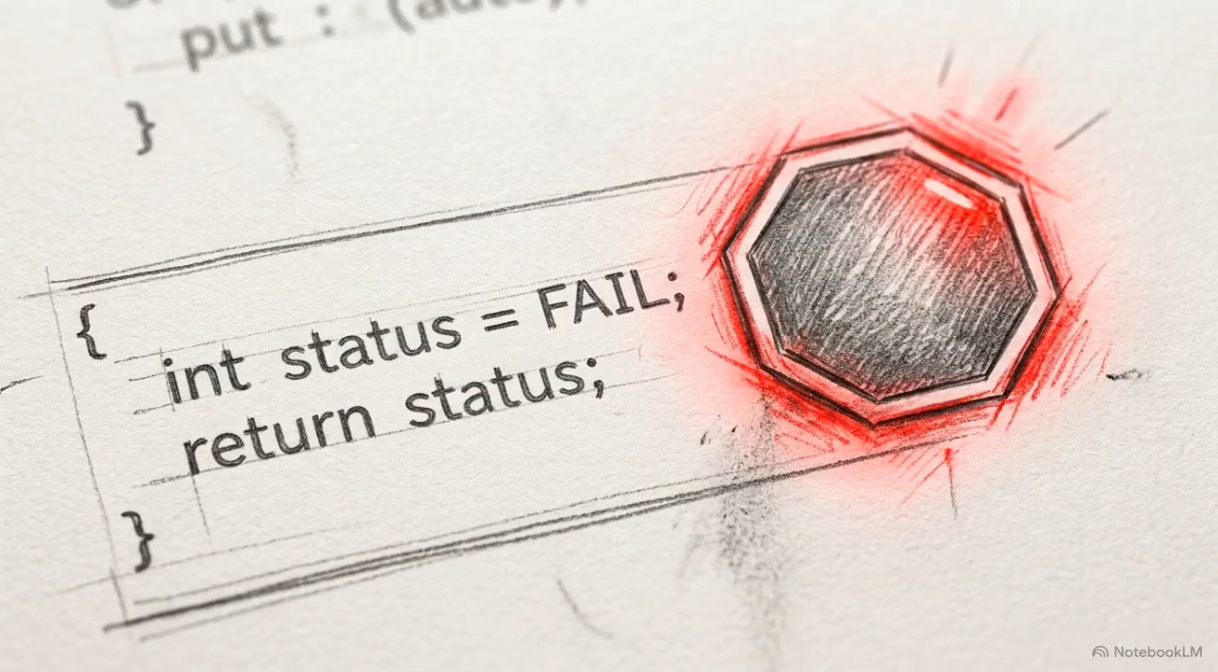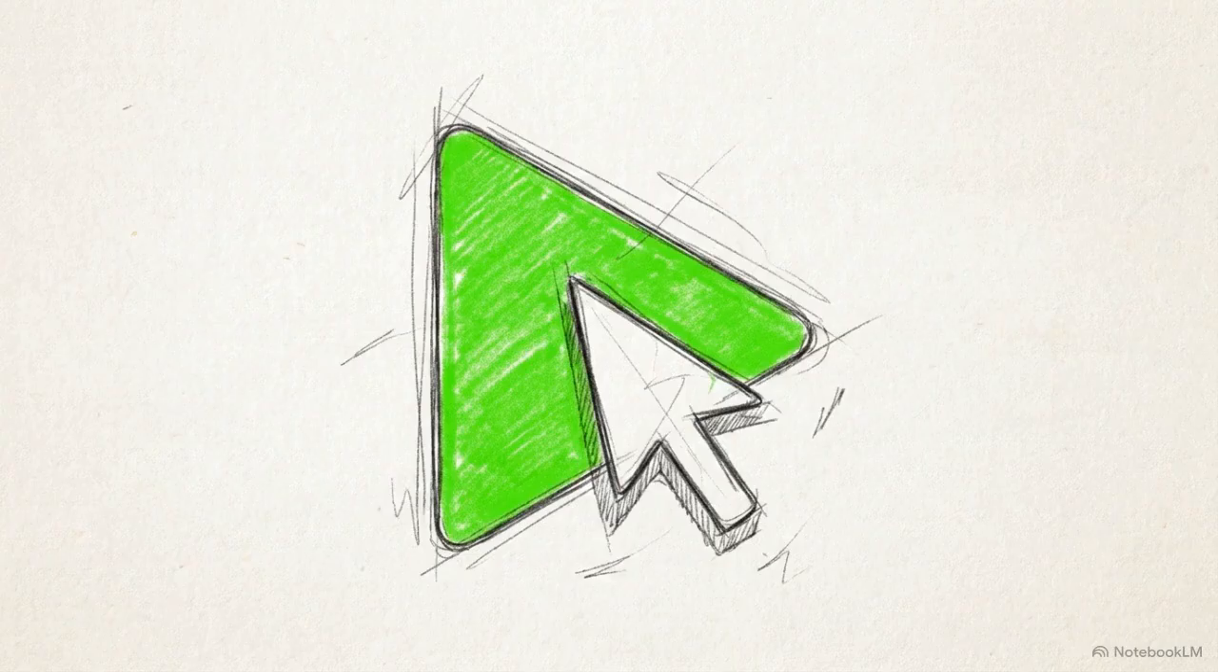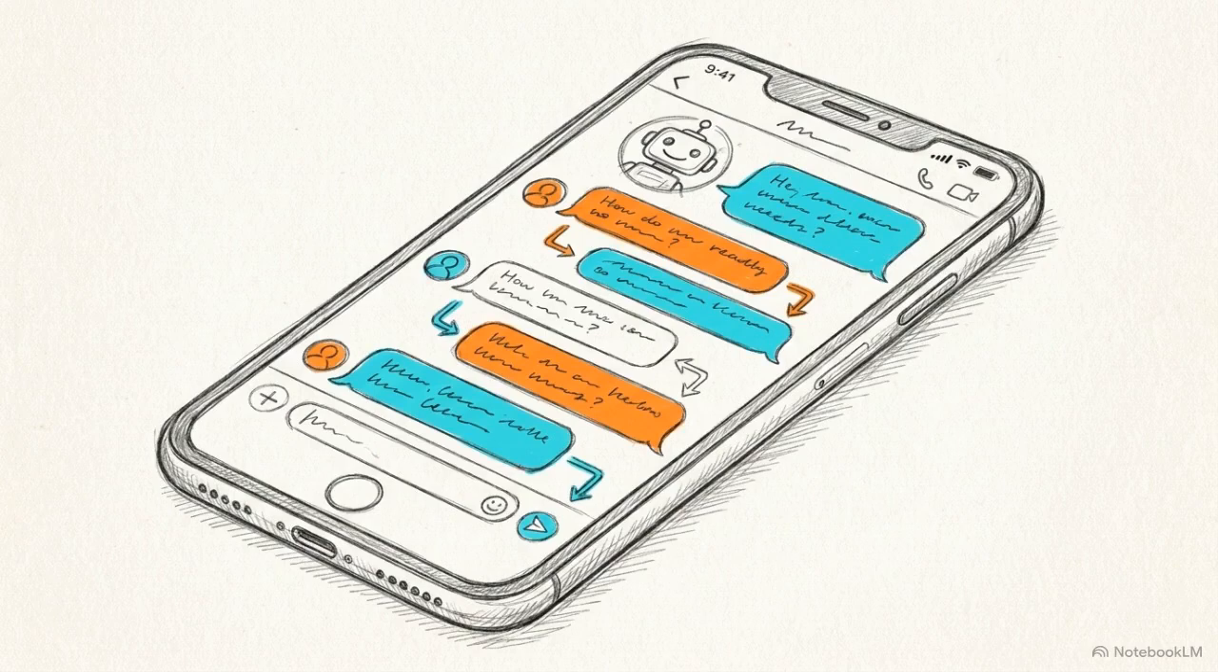To prevent a system crash, instruct the code to safely break the loop whenever the user types a specific command, like quit. Run the script again. You can now ask multiple different questions in a row, and the loop will ensure the bot responds continuously without stopping. Encouraging: you have now engineered a fully operational, continuously running rule-based chatbot from scratch.